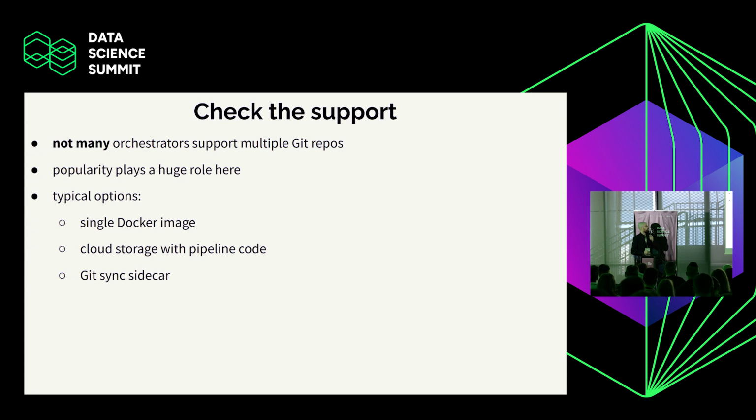This is where, by the way, cloud-based orchestrators like AWS Step Functions have a huge advantage, because they are natively built for multiple users. Typical options to deploy your workflows in terms of Git are, for example, you can use a single Docker image. You basically put all your code for all your workflows into a single Docker image and deploy this. This can scale surprisingly well.